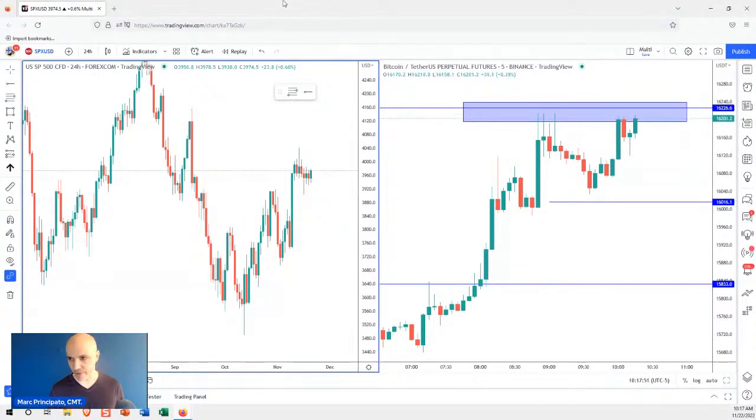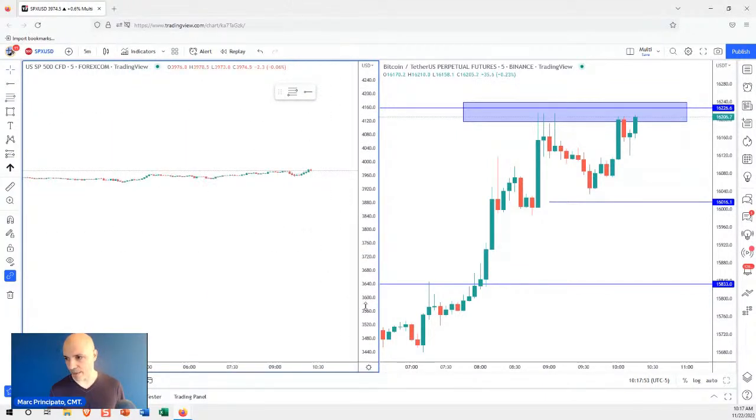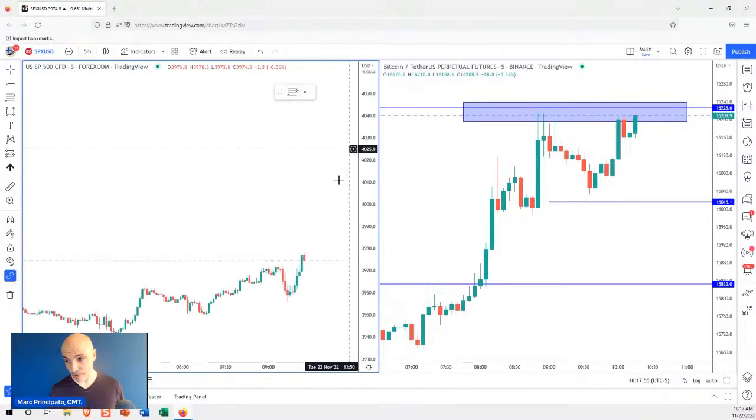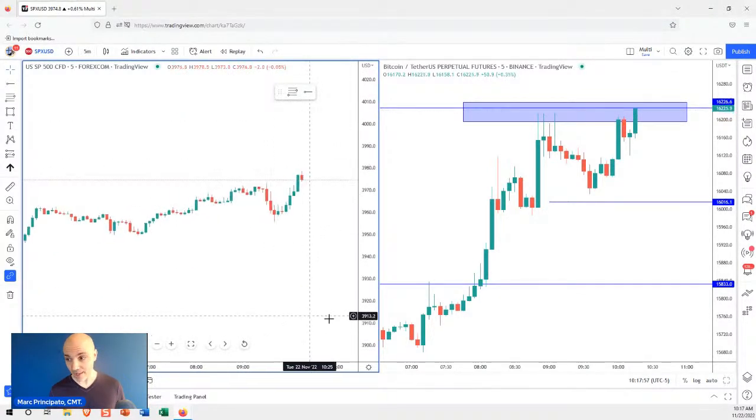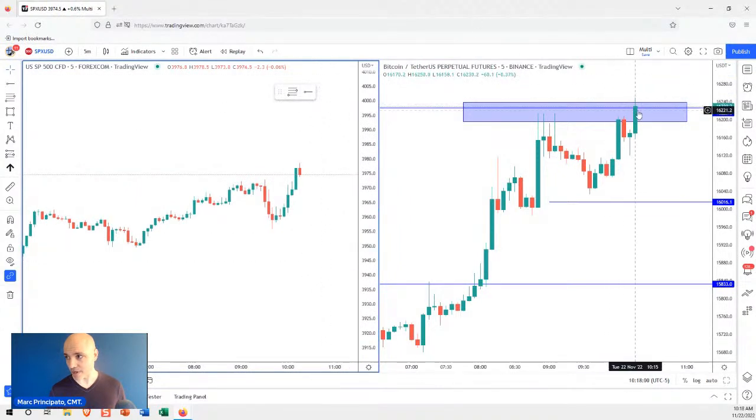So, for example, here's the S&P. If we look at the S&P, I'm willing to bet it's probably looking bullish on the 5-minute. What a guess! I must be psychic. Ooh, look at that. All right, so that reached its target. Okay.